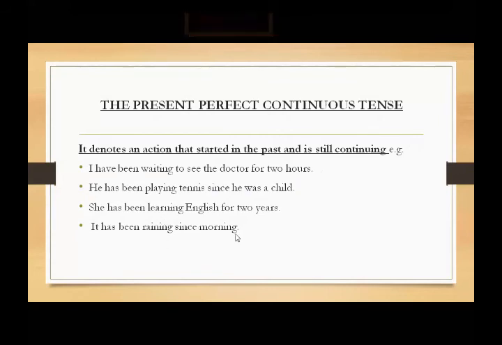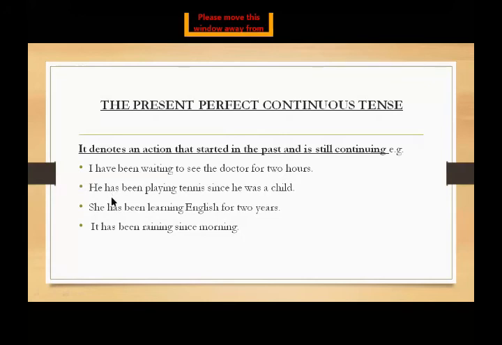Although the meaning of the tense is just like present continuous tense, there is a difference of time. When we mention time, we have to use the present perfect continuous tense. See the first example: I have been waiting to see the doctor for 2 years. The difference is "for 2 years." If I say "I am waiting to see the doctor for 2 years," it will be wrong. So if we want to mention the time, we have to use present perfect continuous tense.